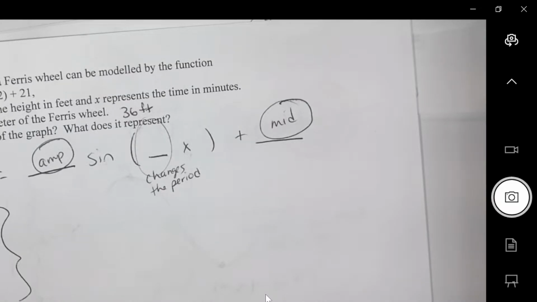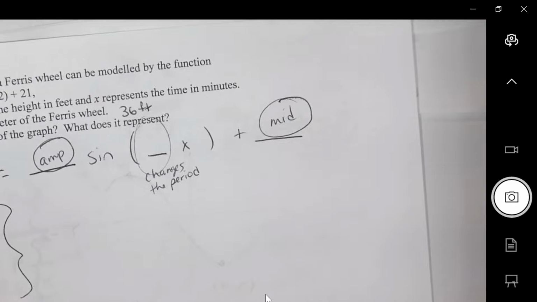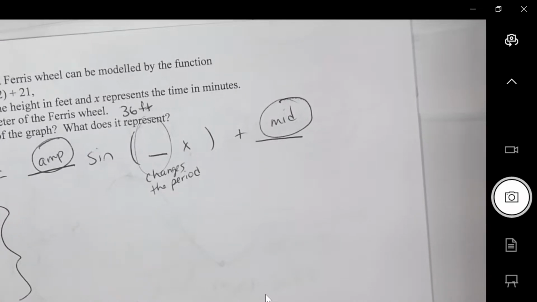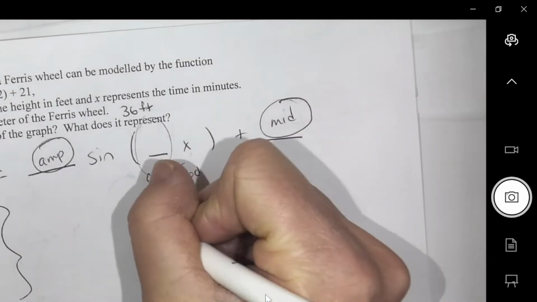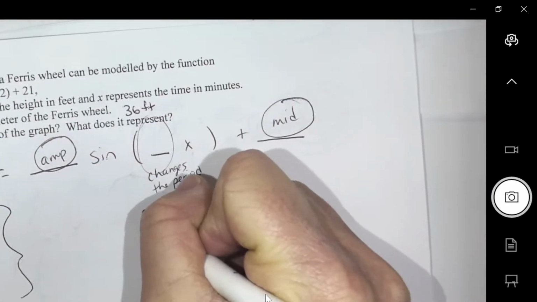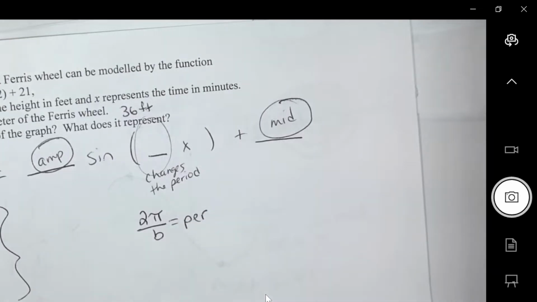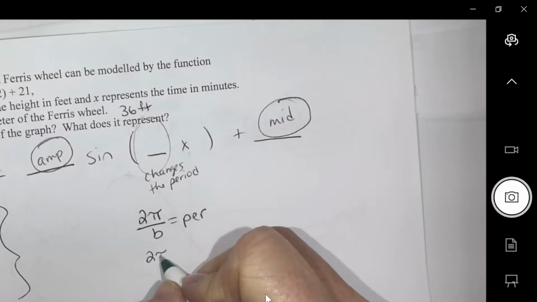Okay, I might have asked you questions like, what's the highest you're going to be off the ground? Then you would go 21 plus 18. I might ask you something like that. What is the period of this graph? Do you remember how to do period? So 2 pi over b equals the period. And our b number is 2.8.